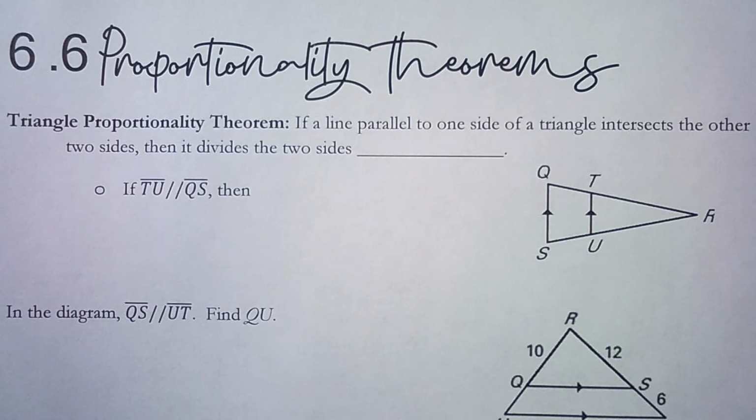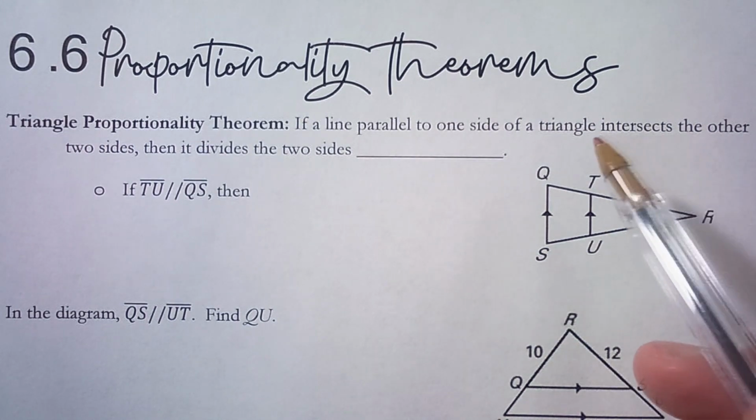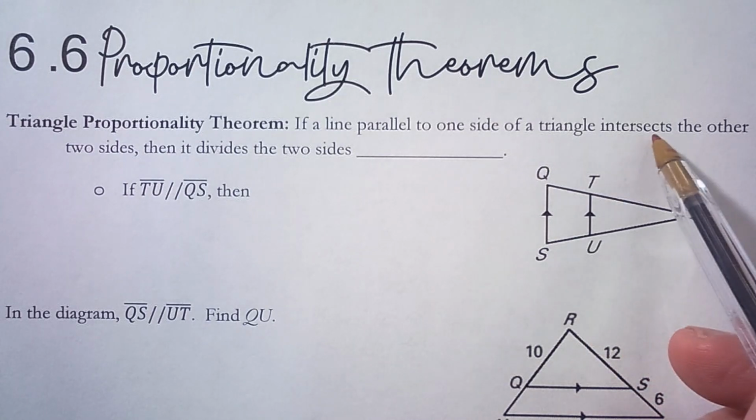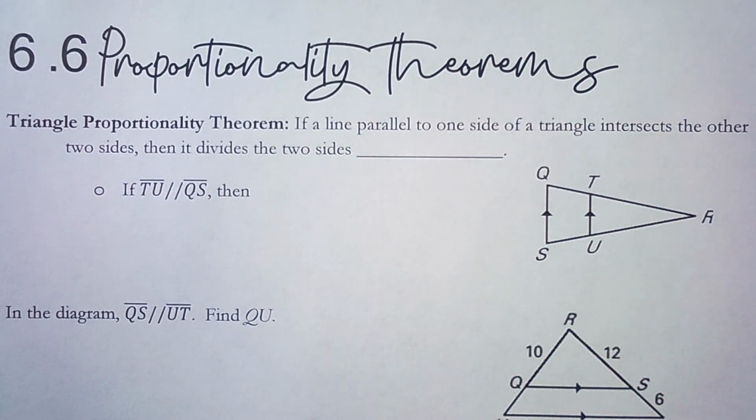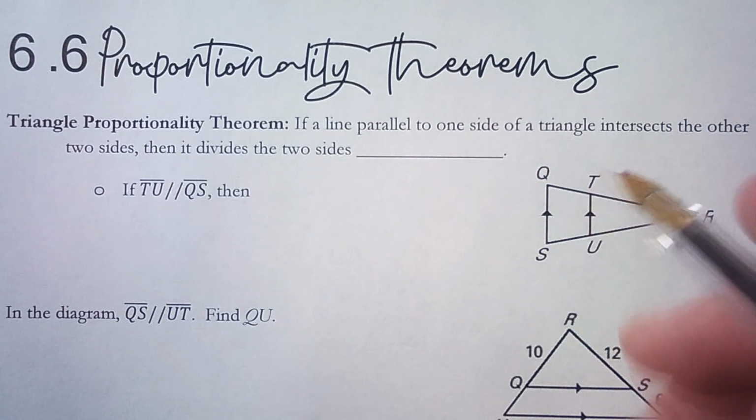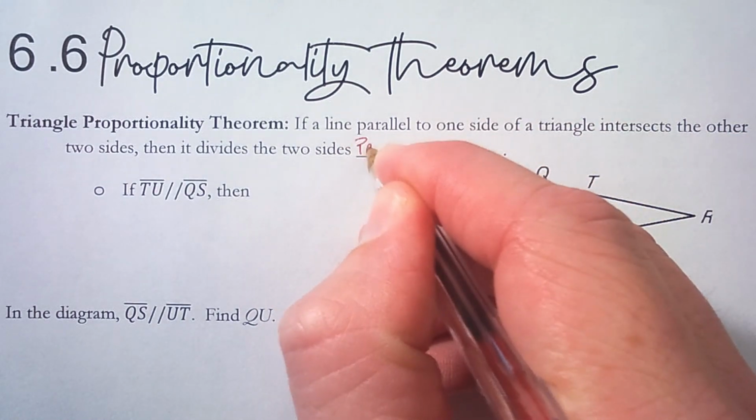Hey guys, today we are going to talk about 4 different proportionality theorems. The first one is the triangle proportionality theorem. If a line parallel to one side of a triangle intersects the other two sides, then it divides the two sides proportionally.